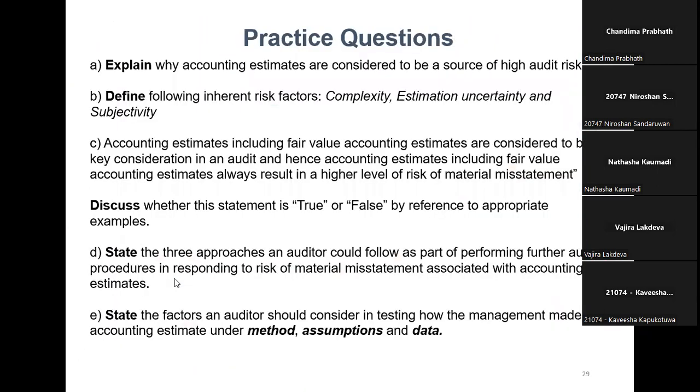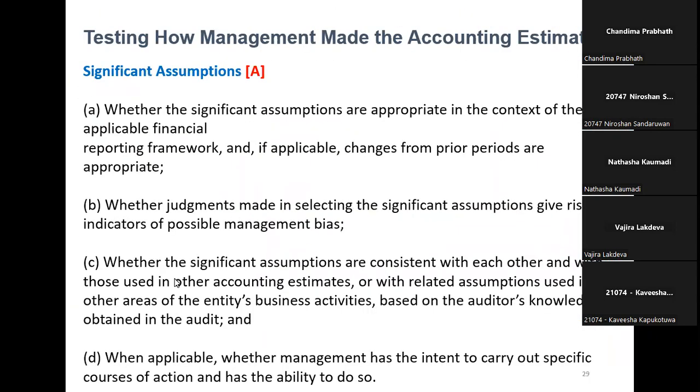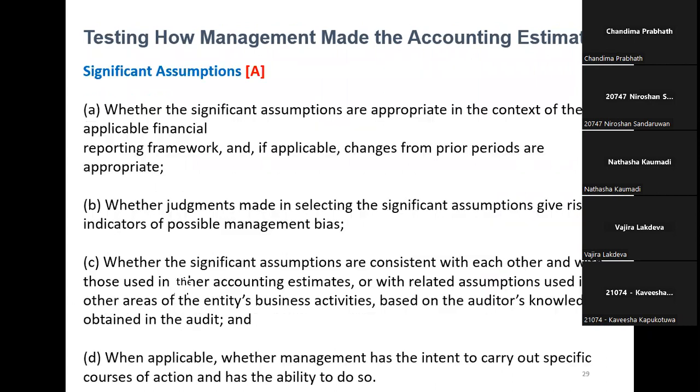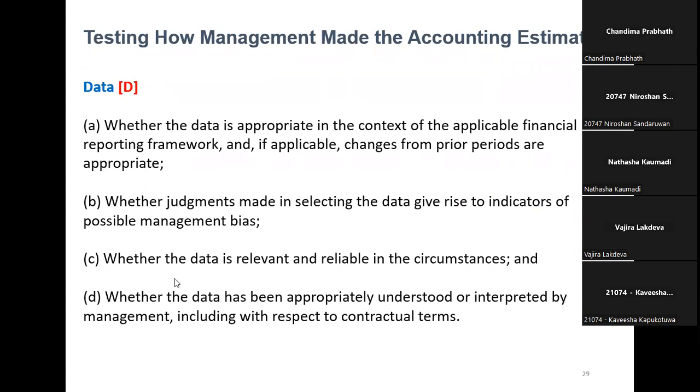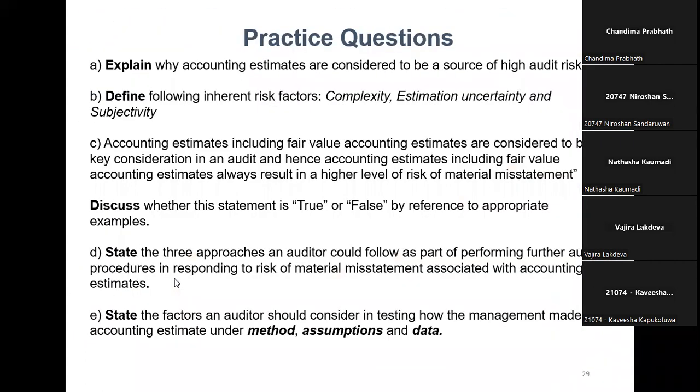Then state the factors an auditor should consider in testing how management made the accounting estimate under method, assumptions, or data. This is one I didn't go through. Whether the method selected is appropriate, you don't need to type it all out. If you type one or two, that's enough. When it comes to method, significant assumptions, and data, these are the questions you need to practice.